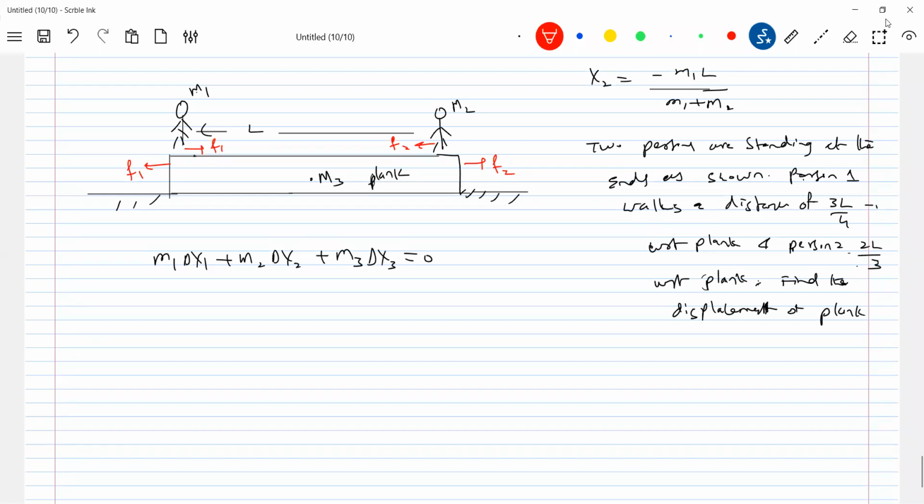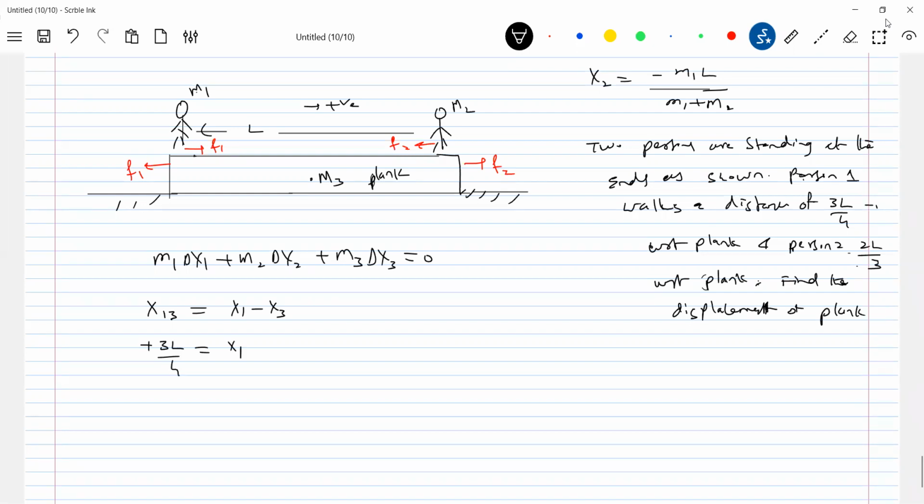I'll use this formula. What is delta x1? Displacement of person 1 with respect to ground. We don't know that. We'll calculate like this. Displacement of person with respect to plank, 3 means plank here, 1 means person 1, should be equal to x1 minus x3. These are with respect to ground. This is displacement of person 1 with respect to plank. With respect to plank, how much? Anything towards right is positive, 3L by 4.